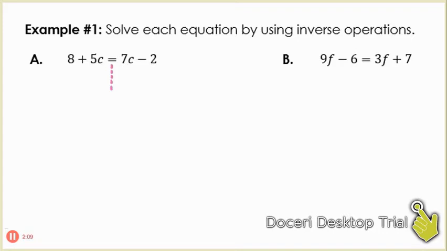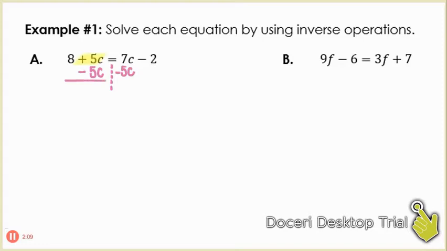Are 8 and 5c like terms? They are not. Likewise, on the right-hand side, 7c and a negative 2 are not like terms. So I have nothing to simplify on each side, so I'm ready to move all of my variables to one side of the equal sign. So I'm going to choose to move my 5c over with my 7c, and the way we do that is we use inverse operations. So right now the 5c is connected to the 8 by addition. So the inverse of addition would be to subtract 5c. But if I subtract 5c from the left, I also have to subtract 5c from the right.